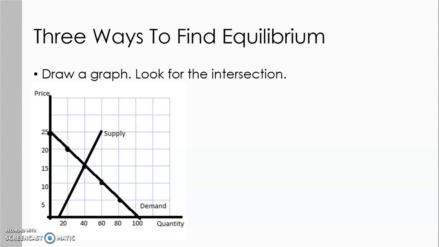So there are three ways to find an equilibrium. The first is to draw a graph. Look for the intersection point. There it is. So we see that at this graph, our equilibrium price is 15. Drop that point down. Our equilibrium quantity is 40. Yay!